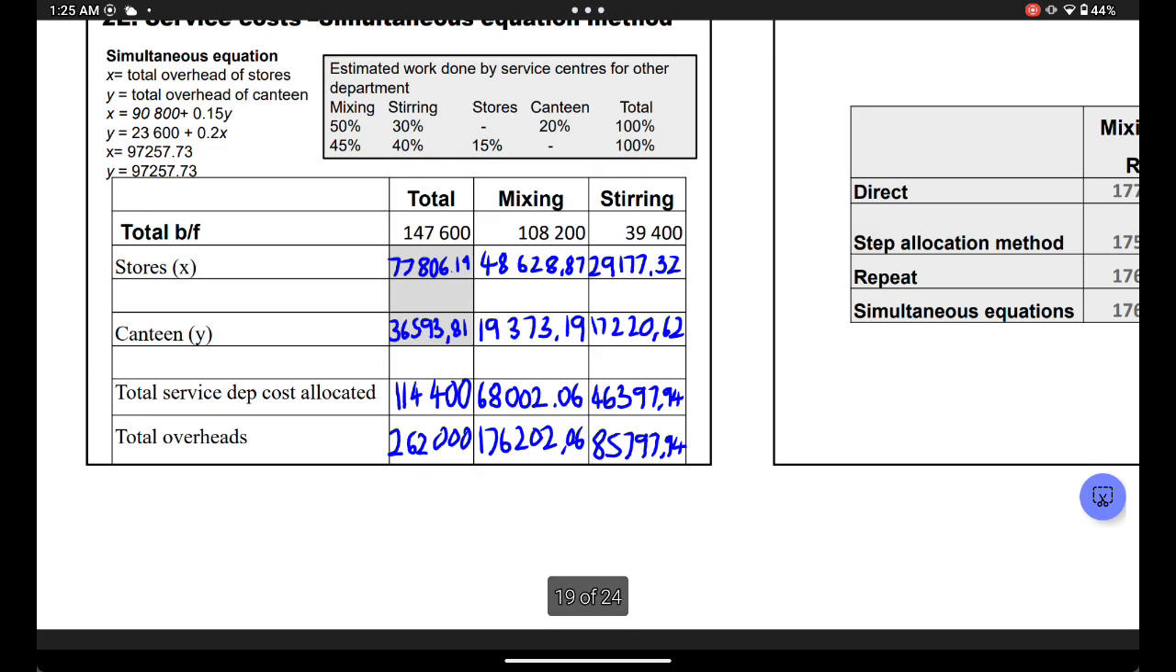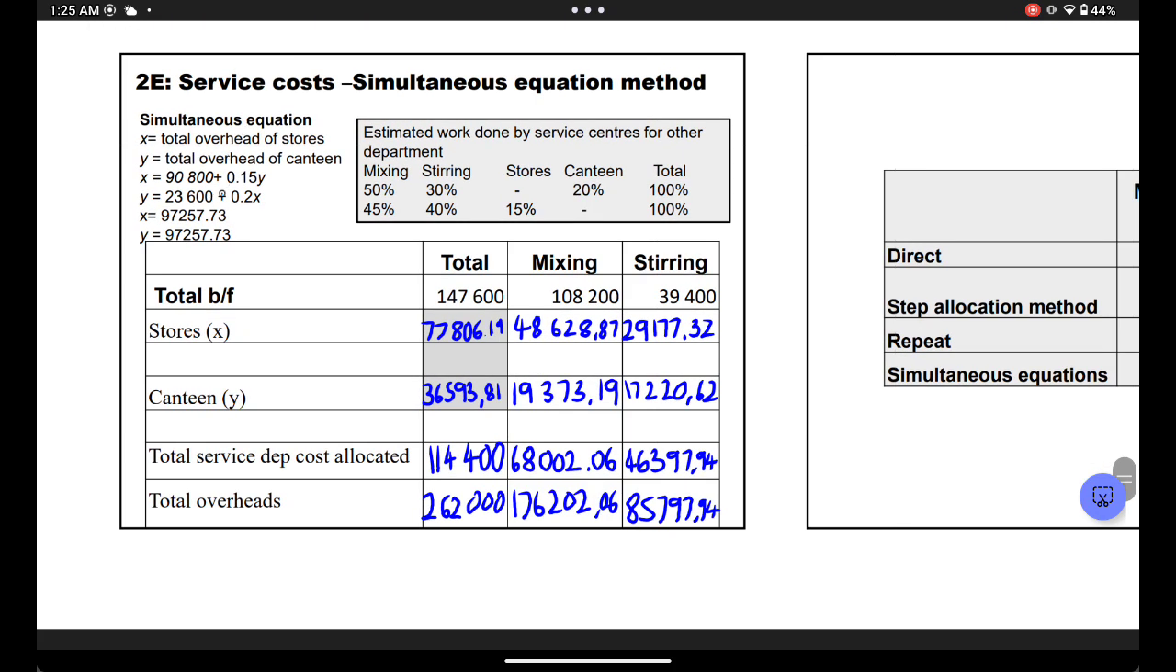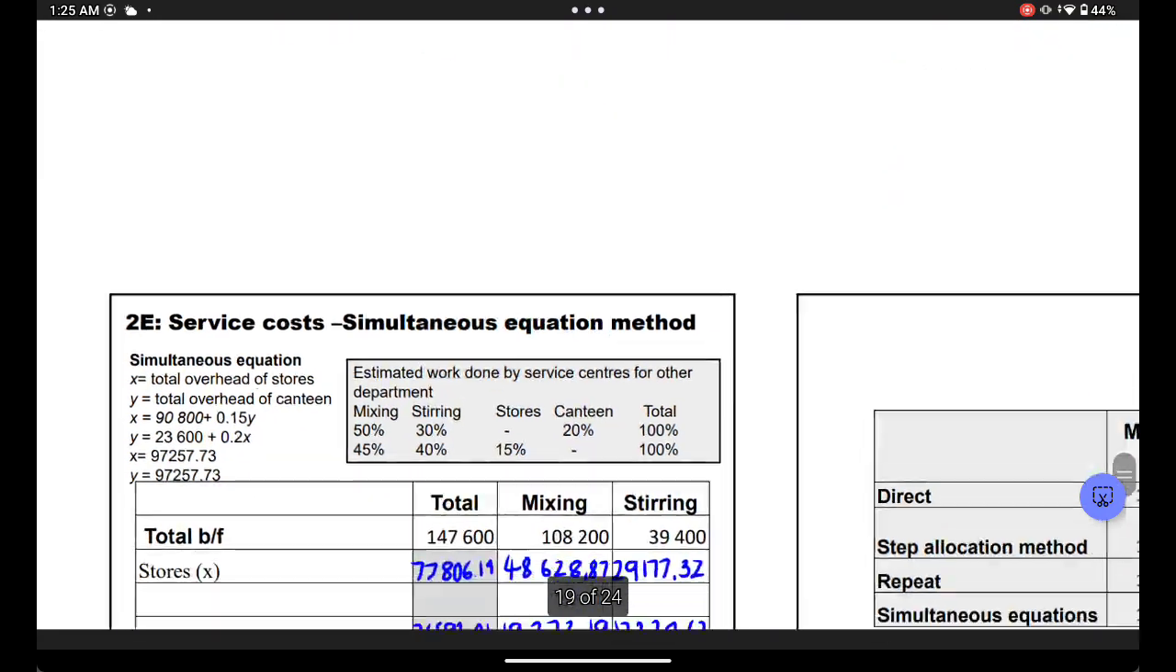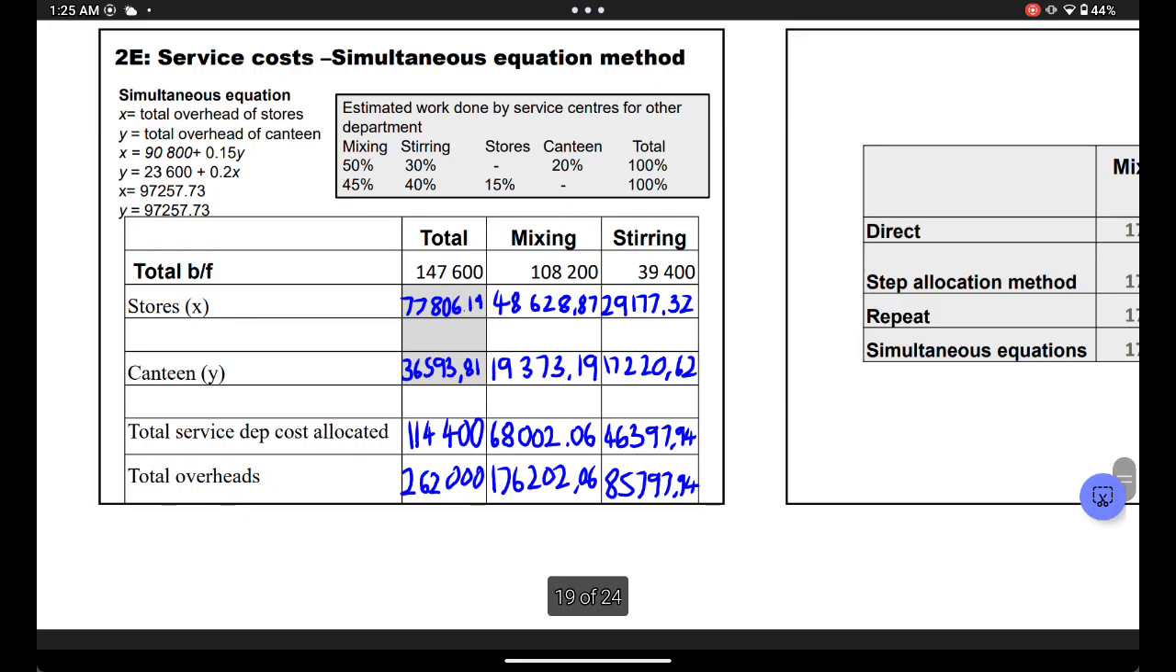Right? Now this is where it gets interesting. Oh nice, they brought it down. So these are the ones I calculated from my workings over here, X and Y. So it's actually very simple, right? You say stores here, you get canteen over here. Stores X, how you get it? See this 97,257.73. Put that in your calculator. 97,257.73 times the mixing, how to allocate it. See the mixing here says 50%, so just times it by 50%.